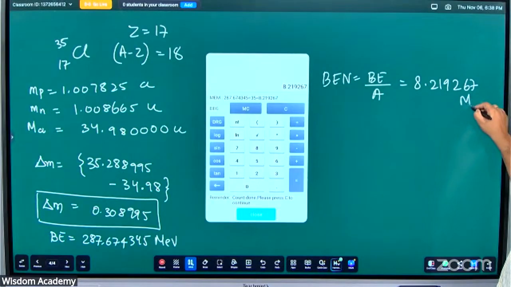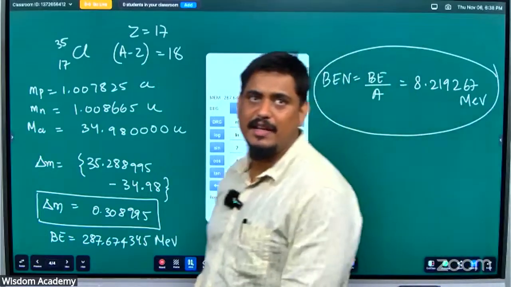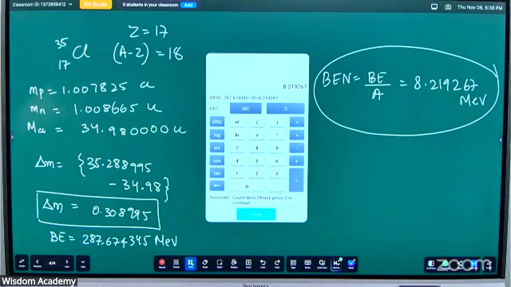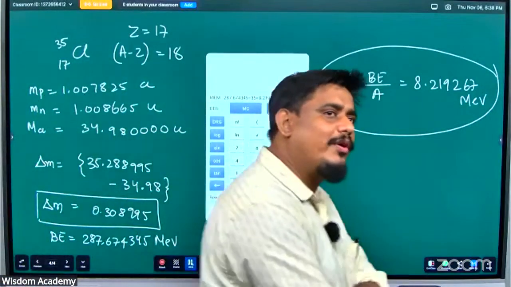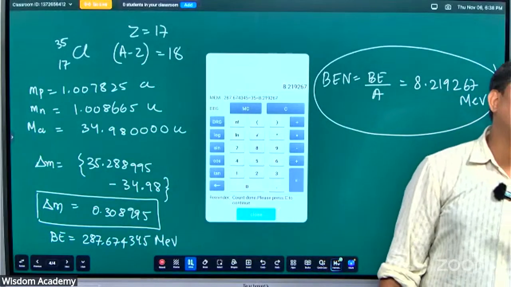We are going to get 8.219267 MeV. Check whether you got any answer near this. If you are having any answer near this, then you are right in your calculations. If you are not getting the answer, don't worry much. It's all because of your slow calculation skills, which can anytime be improved by doing many calculations.